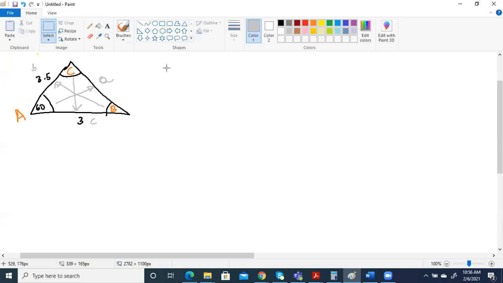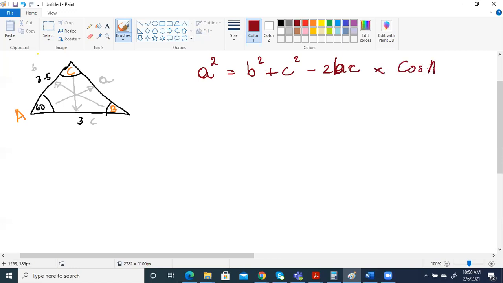So then we can attempt to see if we can use the cosine rule. With the cosine rule, we need to make sure we have one, so it's a squared equals b squared plus c squared minus 2bc times cosine A.